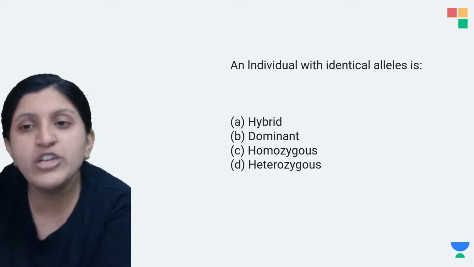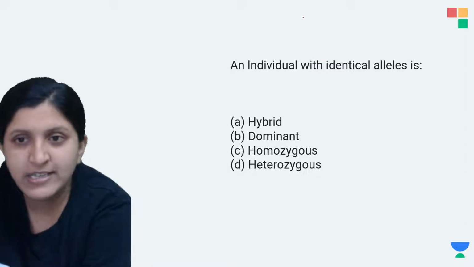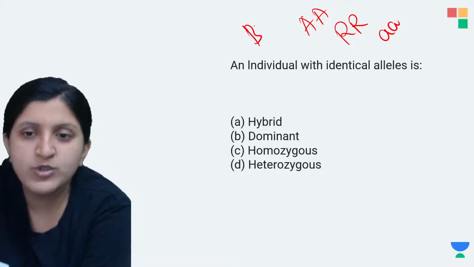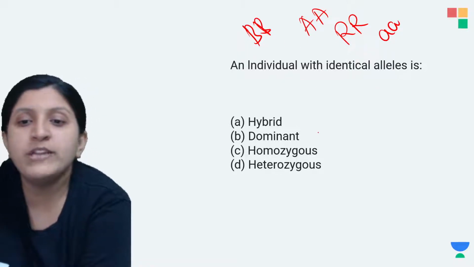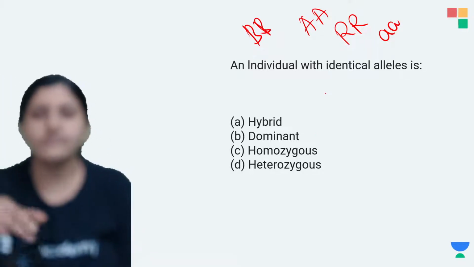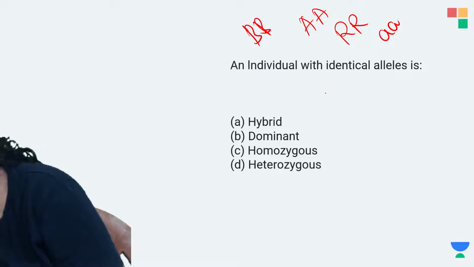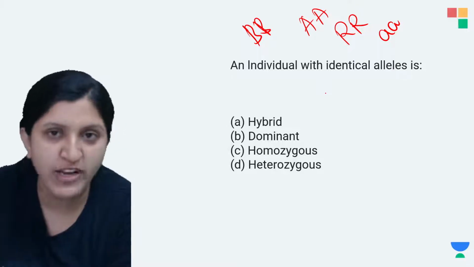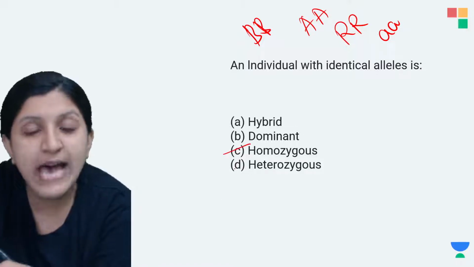Okay, so an individual with identical allele. So like this, AA, RR, AA, this way also BB. So here this one is called as what? Individual with identical allele. Is it hybrid, dominant, homozygous, heterozygous? No idea? Identical allele. So this is all identical. The one that I have drawn here. So all of this is identical. So that means they are homozygous.